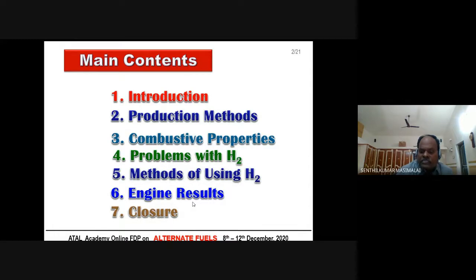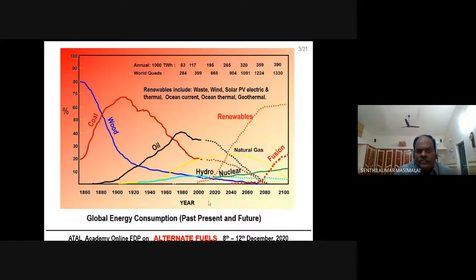Let us start with the introduction. We know very well about the energy crisis. Energy is an important resource for the development of a country. However, its availability is limited. If you look at this figure, this figure shows the past, present, and future energy consumption of the world.